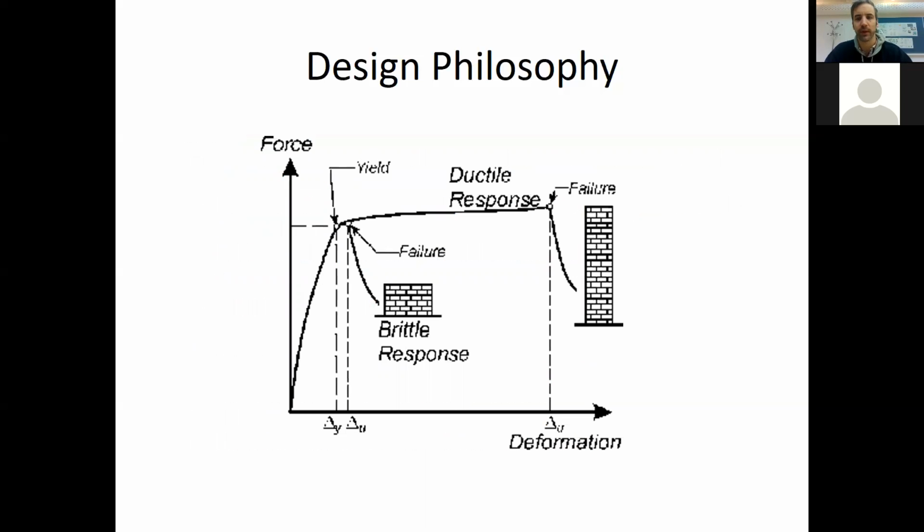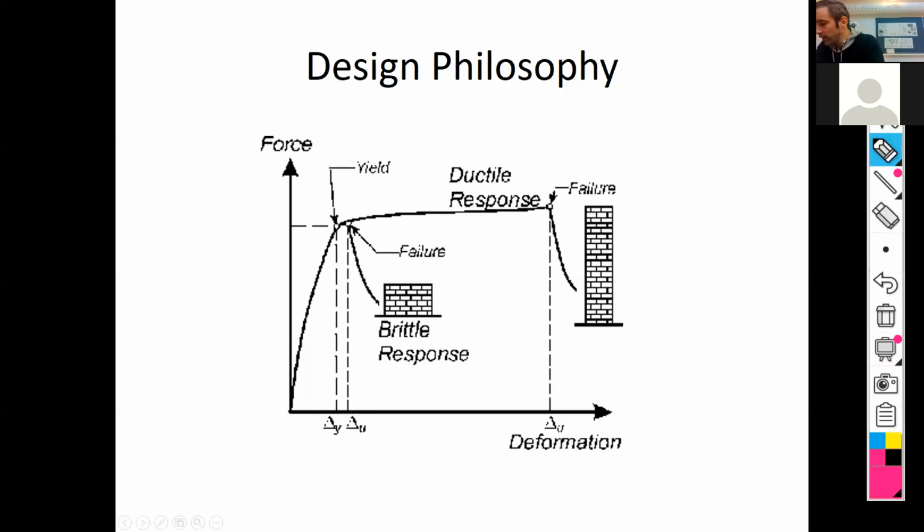Yeah, if we have this typical response of a structure, so we have a deformation on this axis and the restoring force on the other axis. And at the beginning, almost all structures behave linearly. So it looks almost like a spring, right? Where the force is just some constant times the displacement.